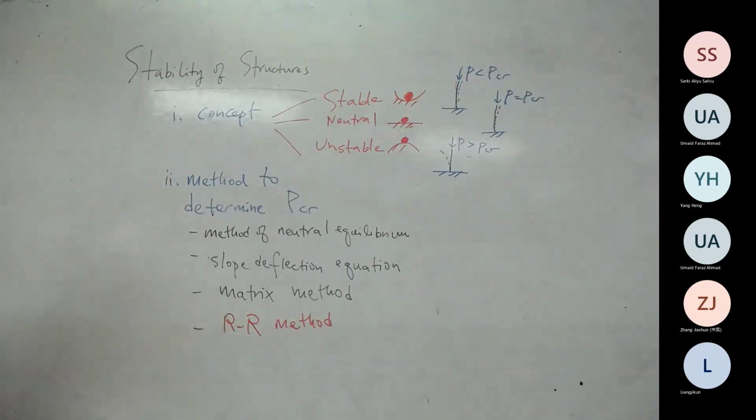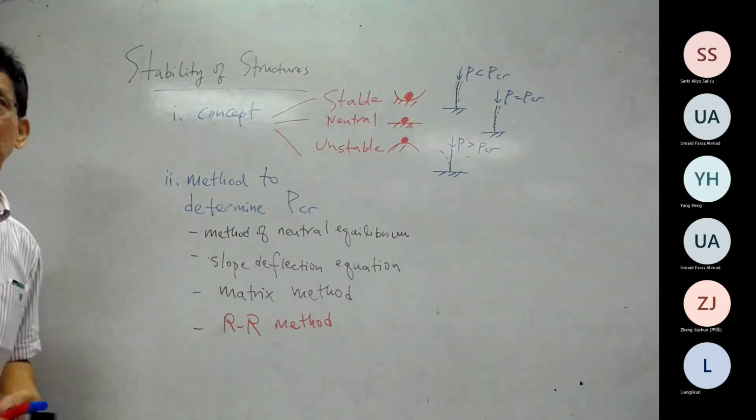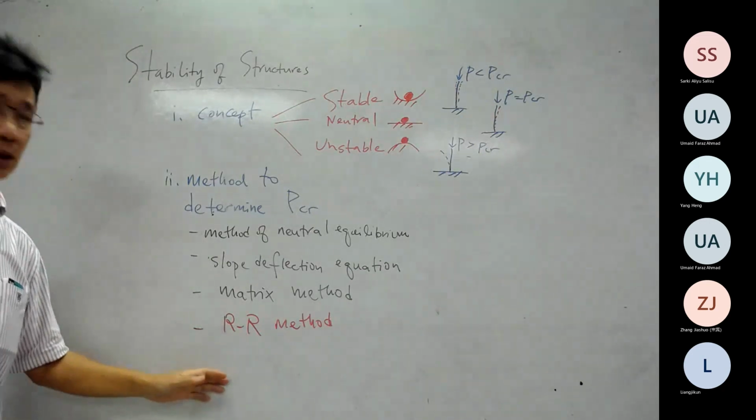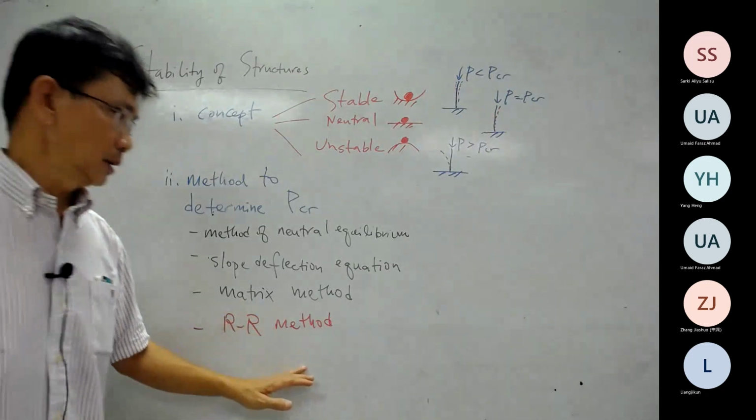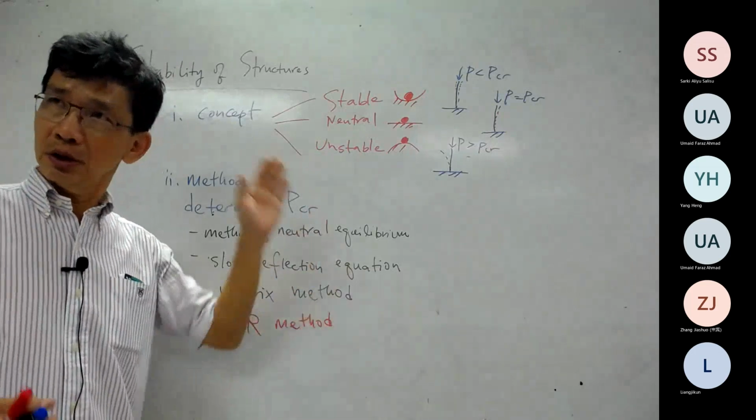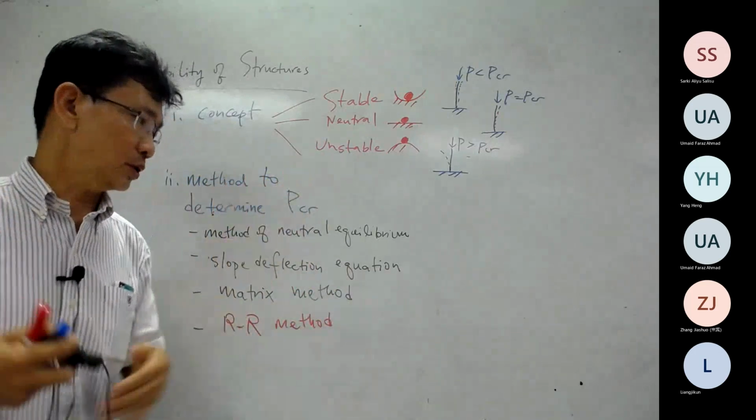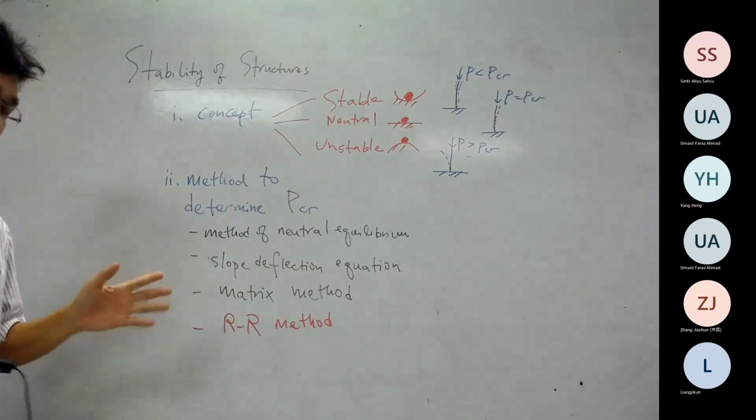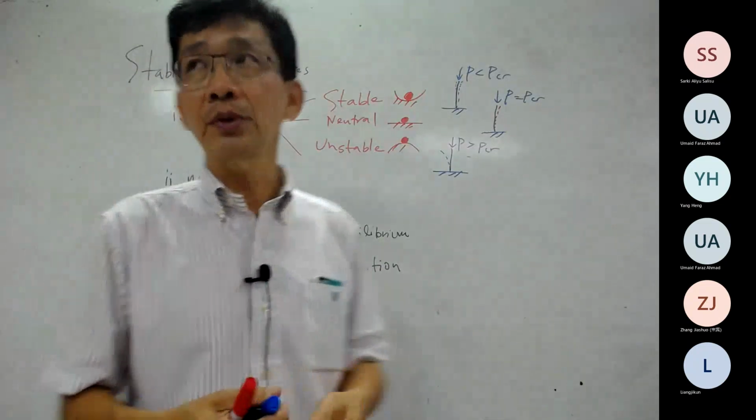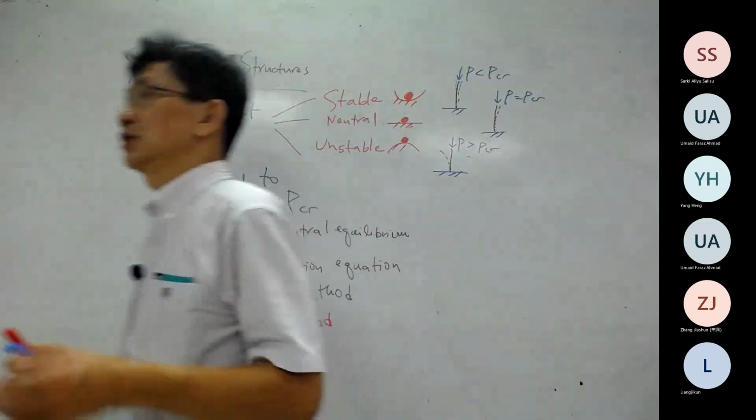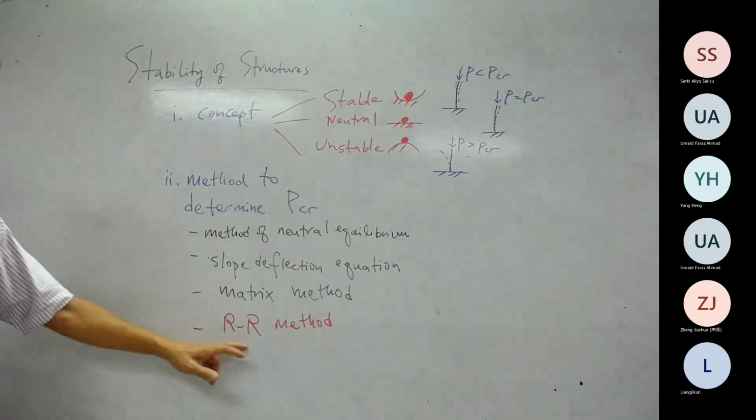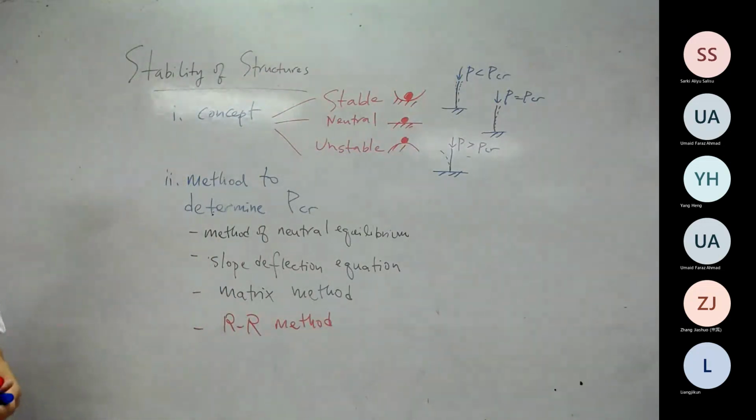The Rayleigh-Ritz method is similar to 661, except that you use it to determine P critical. You calculate the strain energy due to bending, then the potential energy due to the axial force. Then you apply the principle of stationary potential energy. From there, you get one equation, and you solve for the P critical using the Rayleigh-Ritz method.